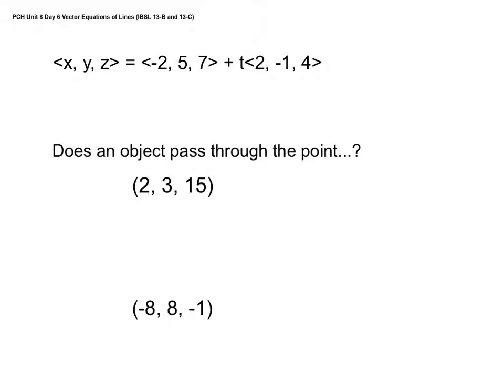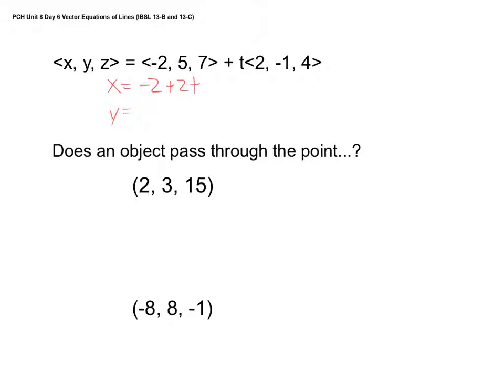You split it into parametric equations and then solve for each number. Okay, so what would the parametric equations be? X equals negative 2 plus 2t. And the x is 2.